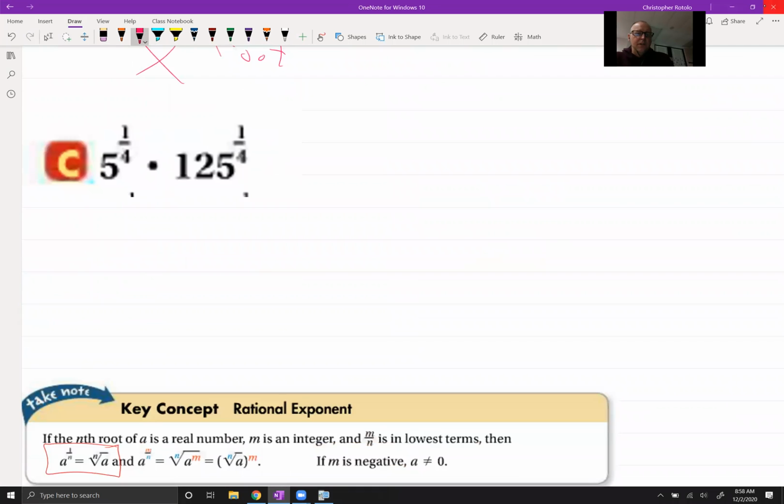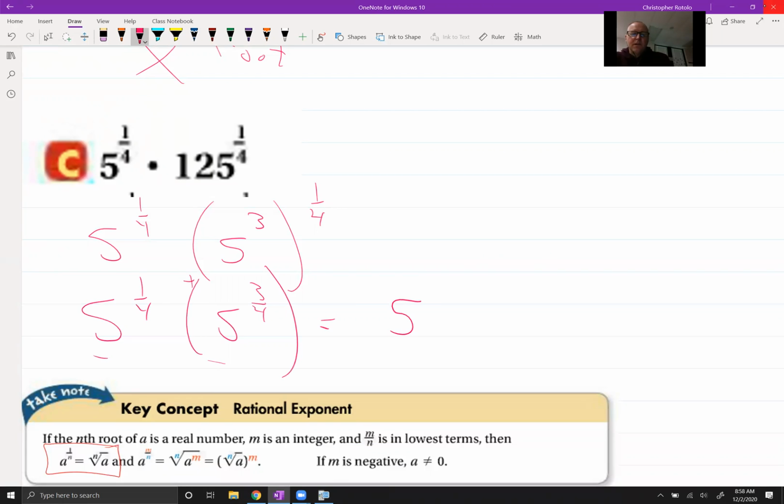Well, I can't really do anything with 5 to the 1/4, but is it possible to write 125 as 5 to some power? And we sure can, right? 5 times 5 is 25, and 5 of those, so that's the 3rd power. So this is 5 to the 1/4, and this is 5 to the 3/4. Well, now that I have the same base, I'm simply going to add my exponents, so I get plain old 5, because I would get 4/4 or 1.